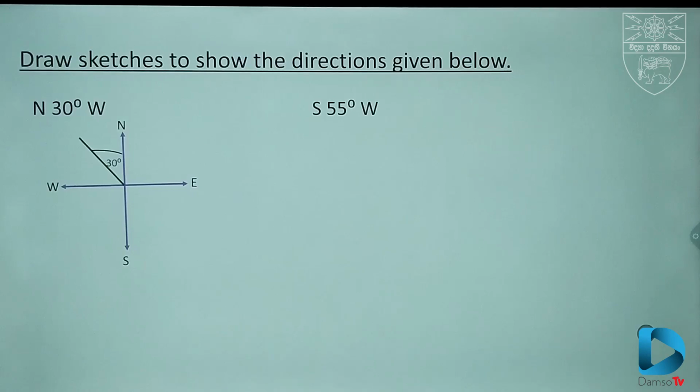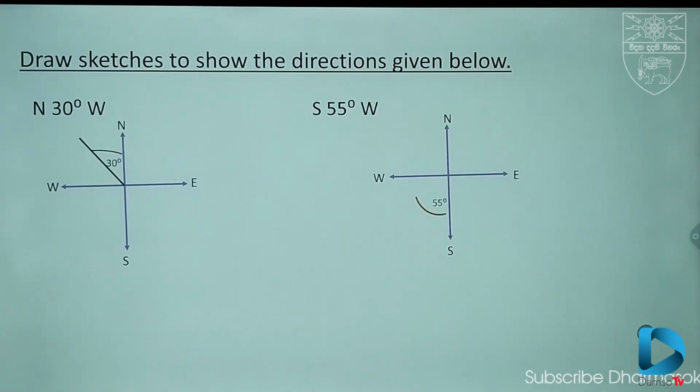Let's see another one. S 50 degrees W. What's the meaning of that? The meaning of this one is 50 degrees west of south. For that, first you have to draw the main direction, then include the magnitude of the angle, then draw the line.